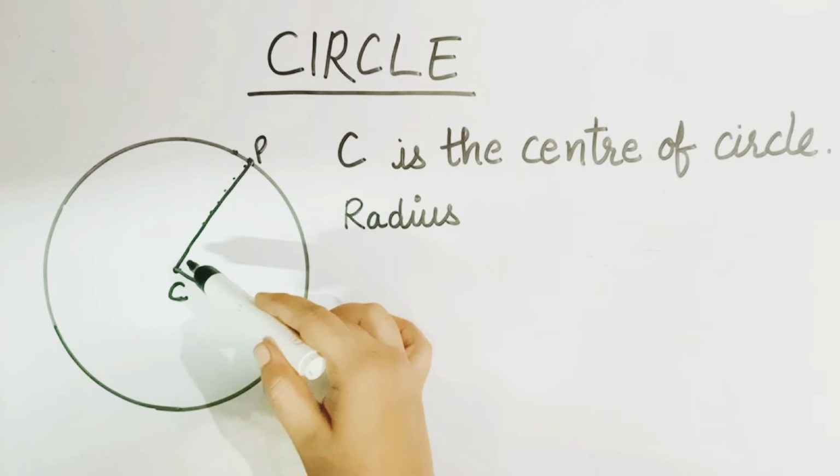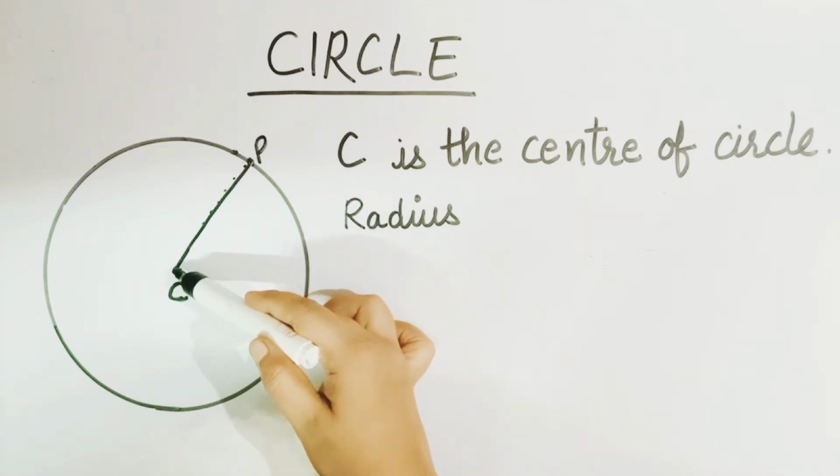Okay, so what is a radius? Radius is the line that joins the center to the circle.